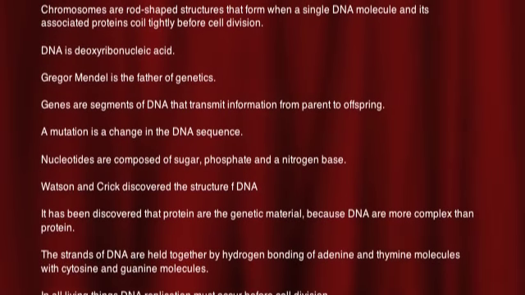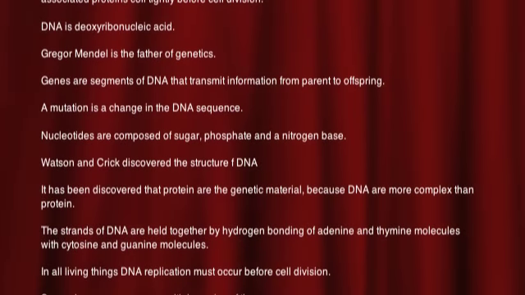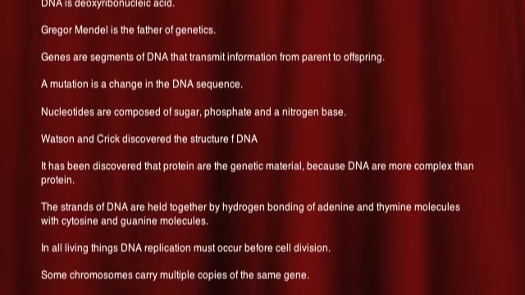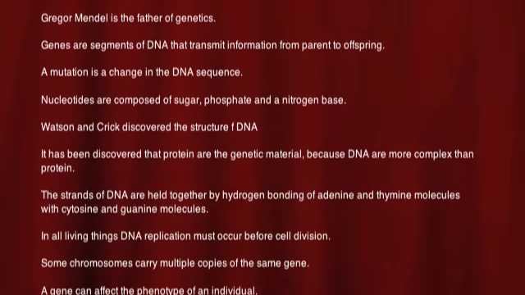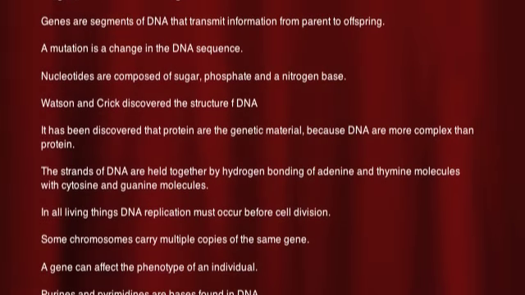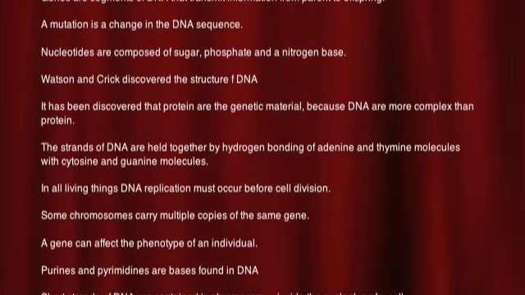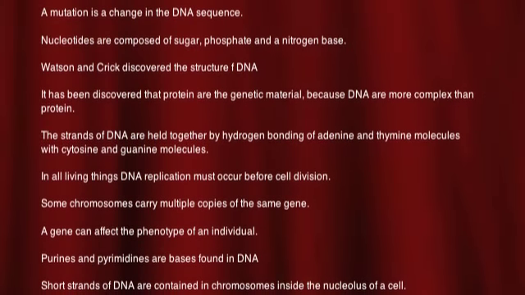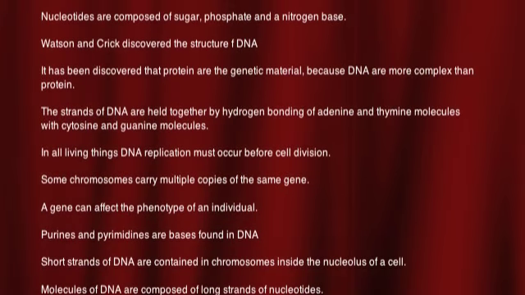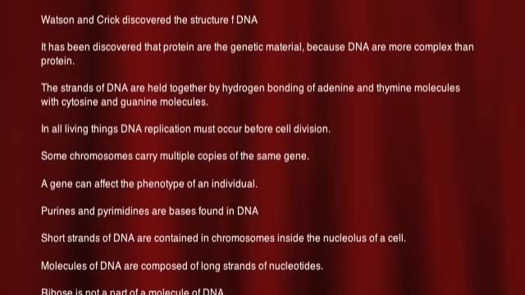It has been discovered that DNA is the genetic material, because DNA is more complex than protein. The strands of DNA are held together by hydrogen bonding of adenine and thymine molecules with cytosine and guanine molecules. In all living things, DNA replication must occur before cell division. Some chromosomes carry multiple copies of the same gene. A gene can affect the phenotype of an individual.